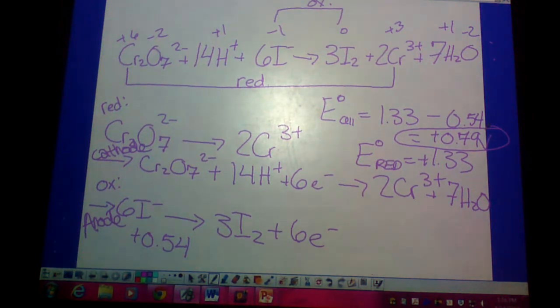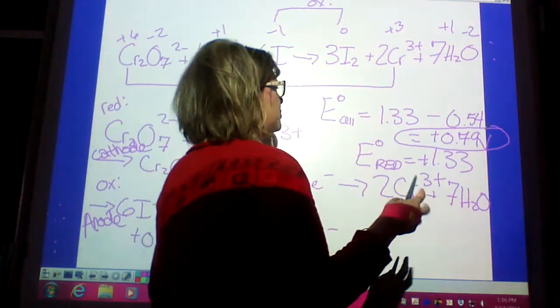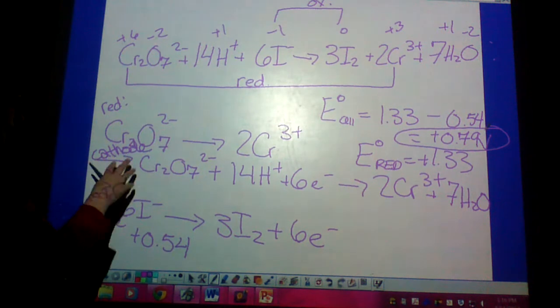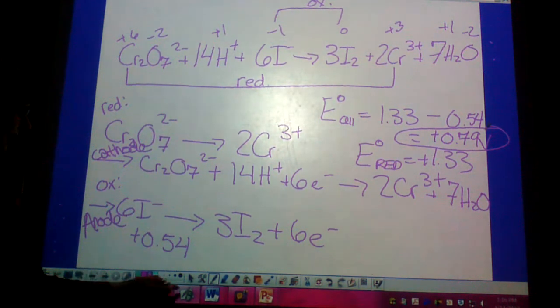Okay, so it's as easy as this: let's break them up into half reactions, figure out what's the cathode, figure out what's the anode, find those standard reduction potentials on the chart, and then just subtract them. I think the hardest part is figuring out what's at the cathode and what's at the anode, because you can easily look at the table and subtract.